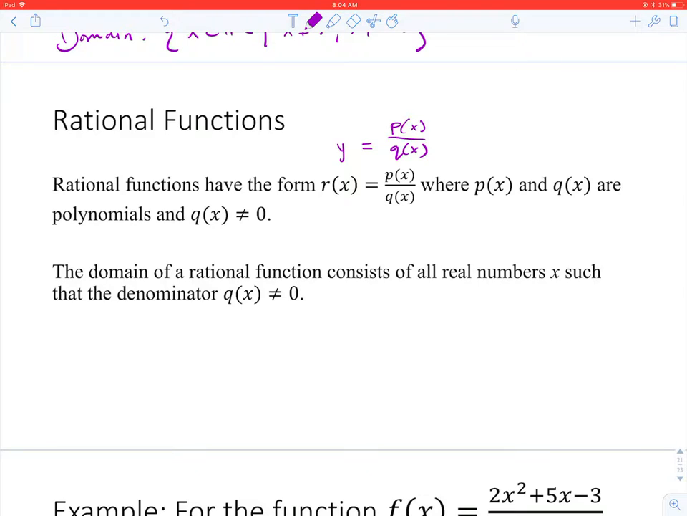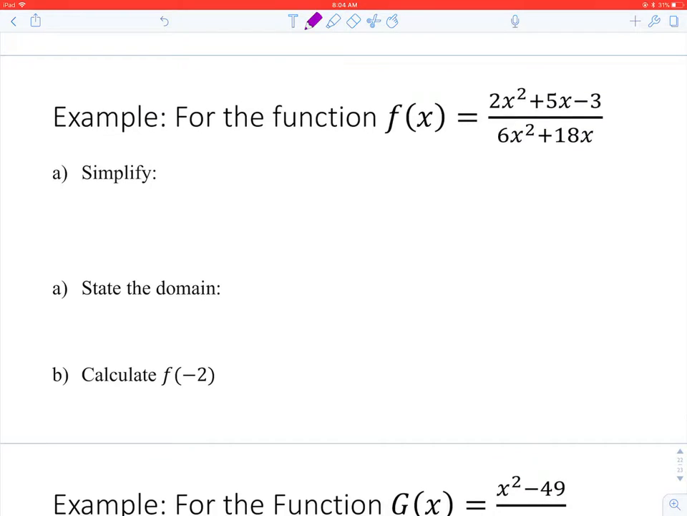So same as for rational expressions, we're going to find the domain in the same way. And I have the order here written. I have a couple typos here. So I'm going to actually find the domain first. That's going to be our first step. And then simplify. And then we will evaluate the function at x equals -2.